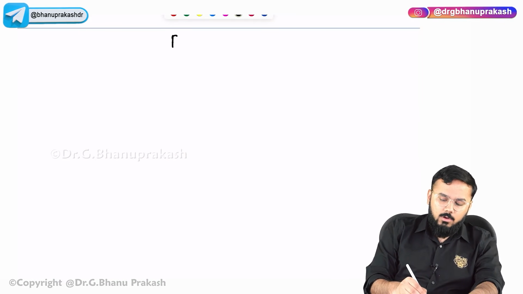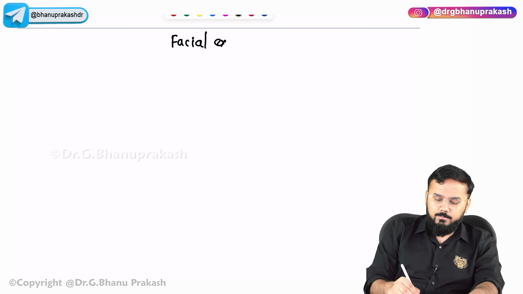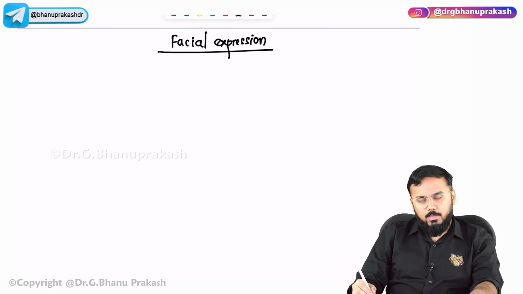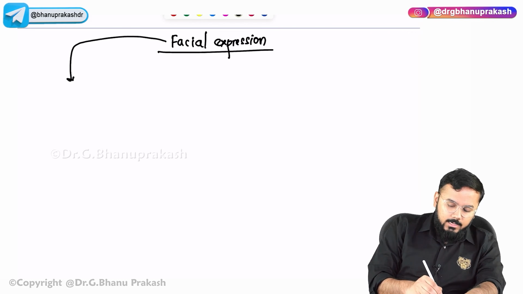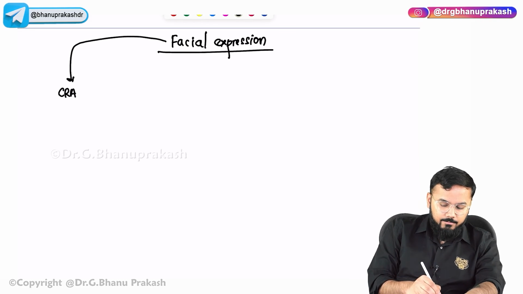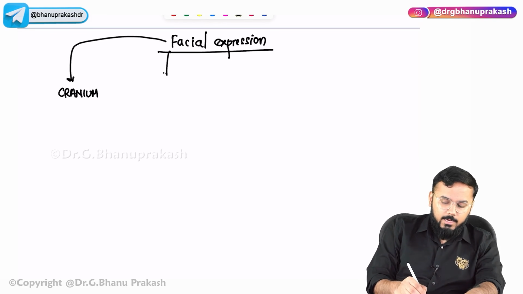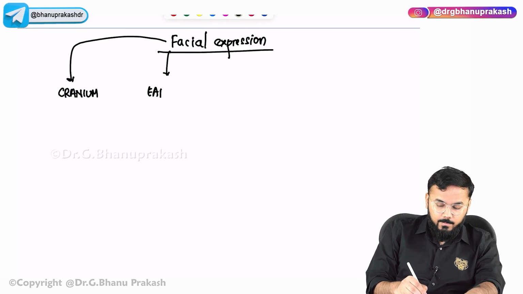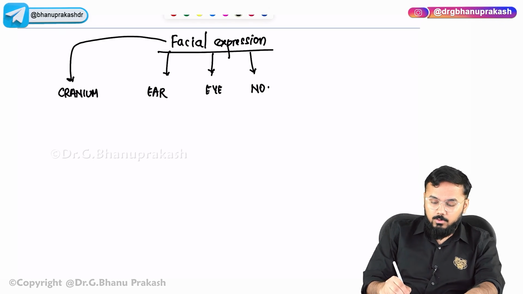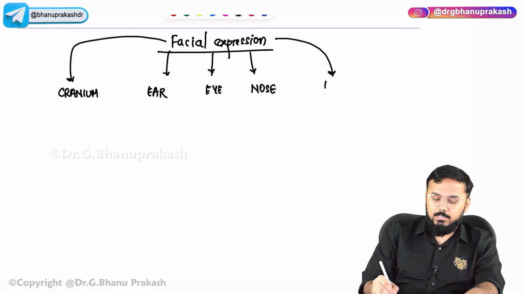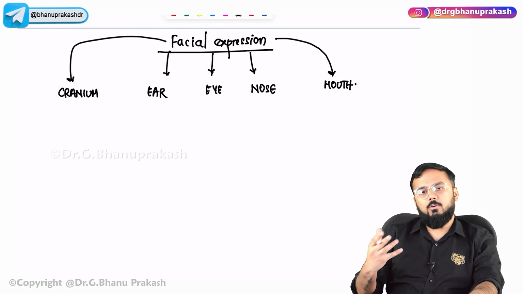So now we shall be discussing all the muscles of facial expression. What are the muscles of facial expression? Muscles of facial expression are divided into 5 groups. There are some muscles present in the cranium, some present in the ear, some surrounding the eye, some on the nose, and finally some around the mouth. All these muscles together give some kind of expressions.